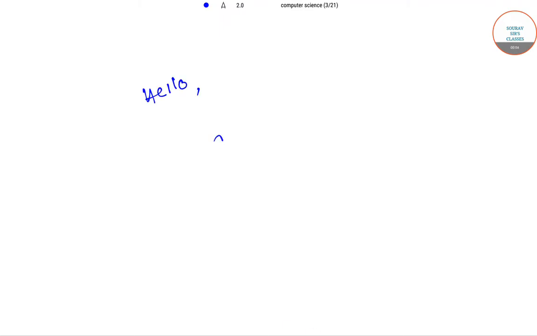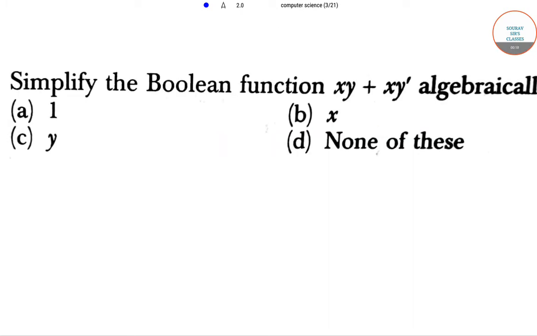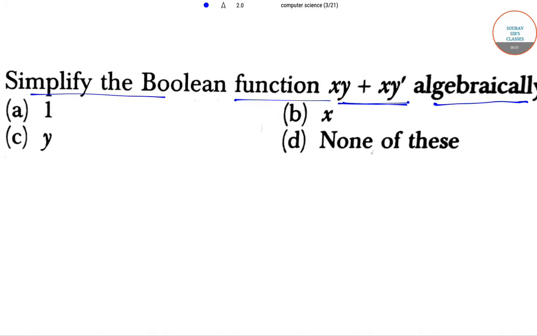So in this lecture I'd like to solve some questions on computer science. Okay, so let's get started with the question. So here this is the question of Boolean function. So we have to simplify a Boolean function that is given here, xy plus xy dash, algebraically, and here we have four options. So now we can write it like xy plus xy dash equals x.